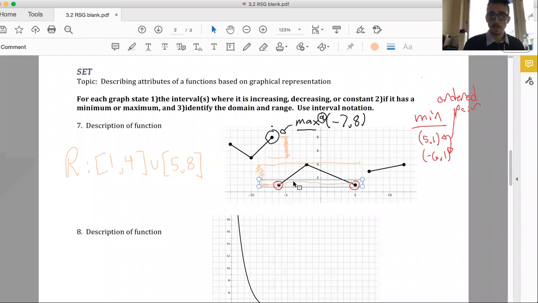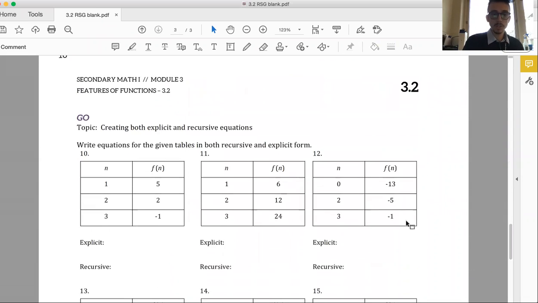Your range should have been from 1 to 4 because of this little triangle here, or pyramid. Lowest y value is 1, then it hops all the way up to 4. And then we see that there's a gap. So we don't want to include the interval between 4 and 5, but we do want to pick up back again where it goes from 5 to 8. So that's why our range is from 1 to 4 with brackets, in union from 5 to 8 with brackets. I hope that helps for that one.